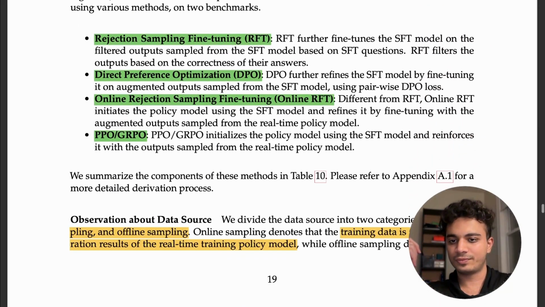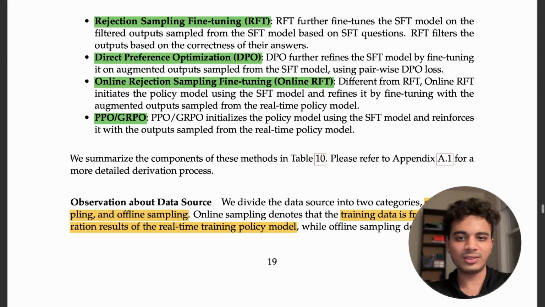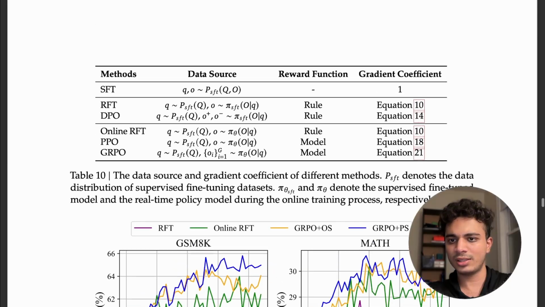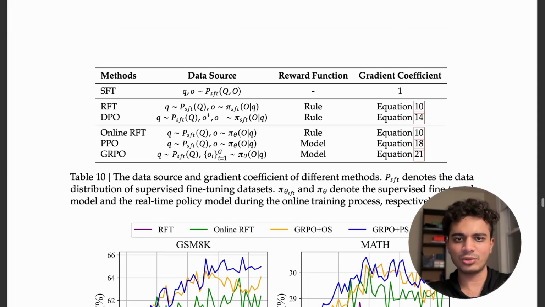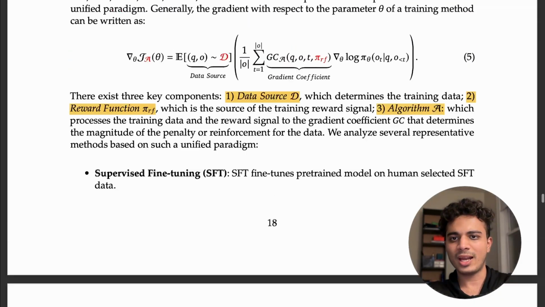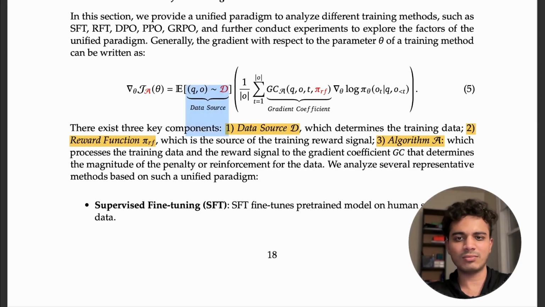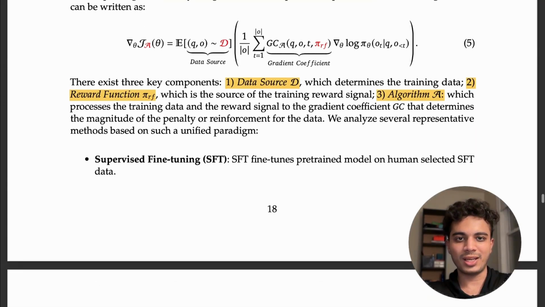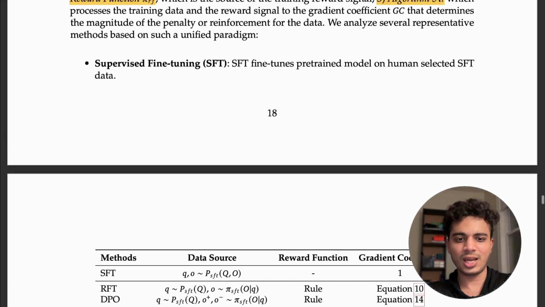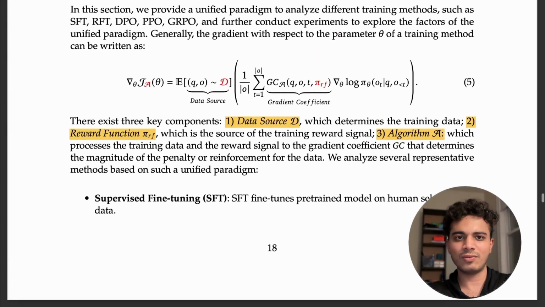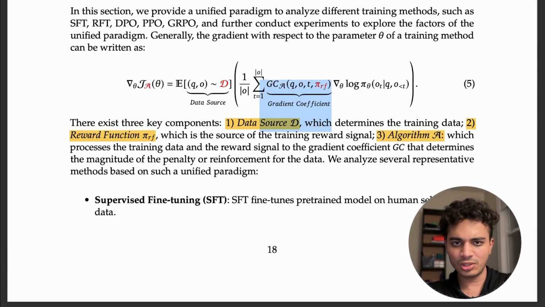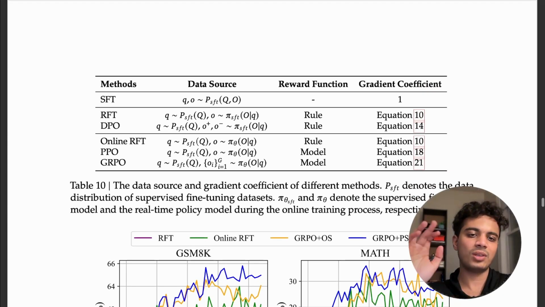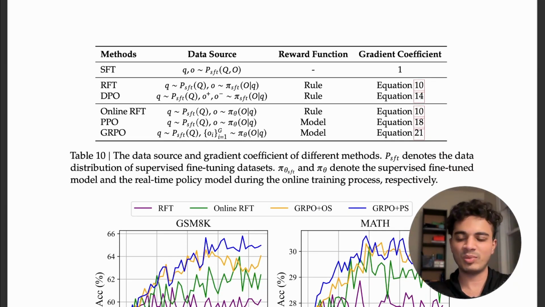Fine. So we summarize the components and that's fine. So this is what that table is. I think these are the components: data source, reward function, and gradient coefficient. You should just replace D with the data source, RF with the reward function, and the gradient coefficient over here, right here, should be replaced with different equations throughout this paper.